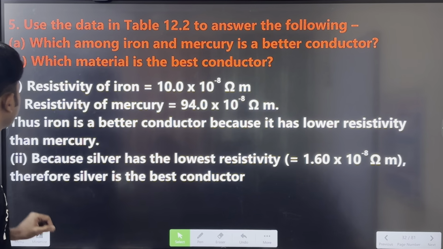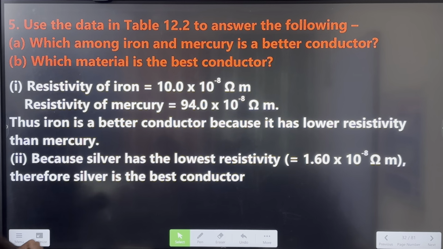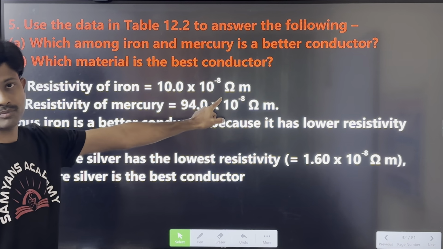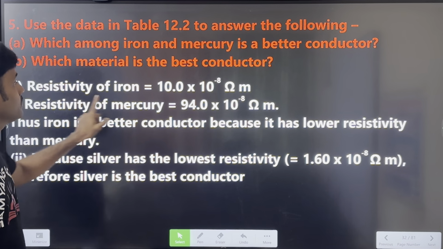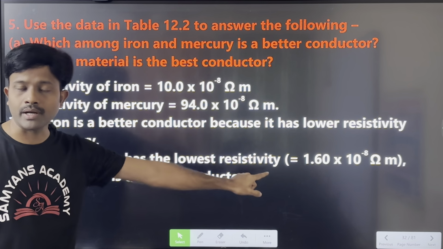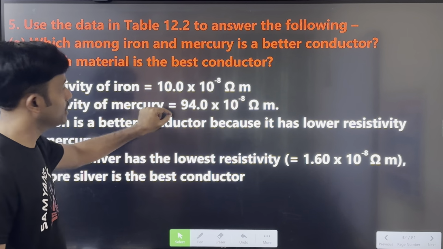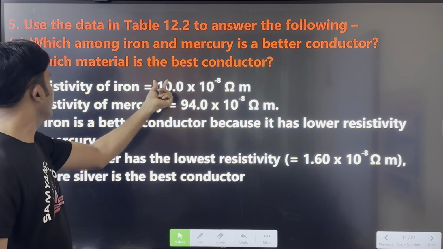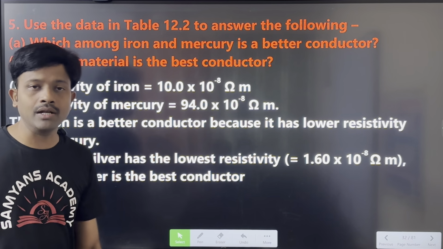Now you see, use the table, the same table we have just seen, right? Which among iron and mercury is a better conductor? Which material is the best conductor? Now you have been given these values from the table. I have taken the values from that table. Resistivity of iron is 10 into 10 power minus 8 ohm meter. Resistivity of mercury is 94 into 10 power minus 8 ohm meter. Based on these two values, which has a more resistivity value? Mercury.